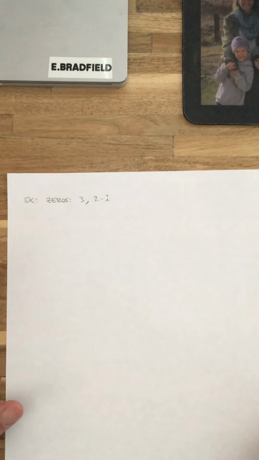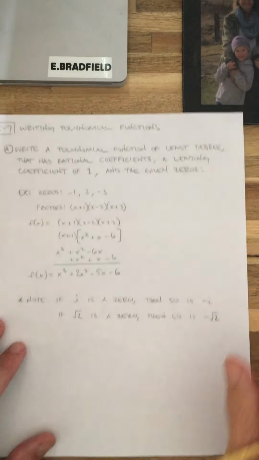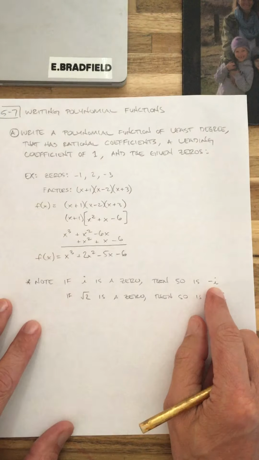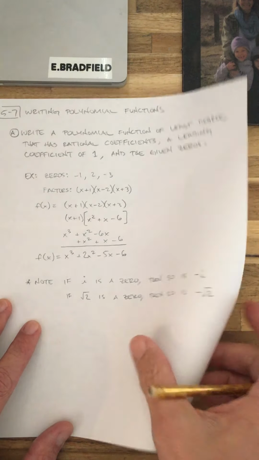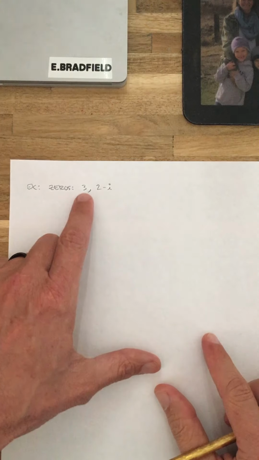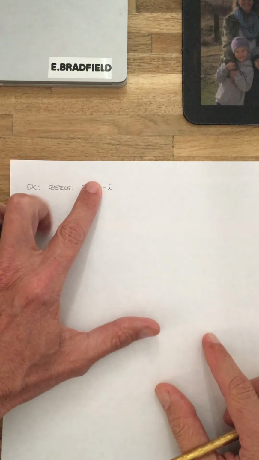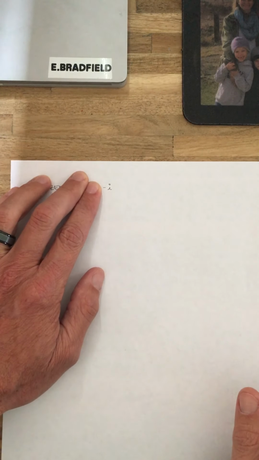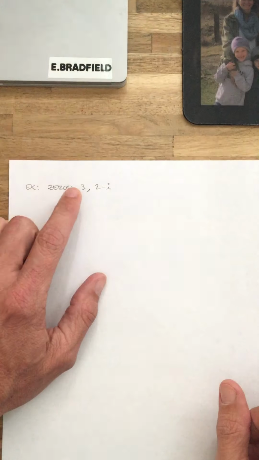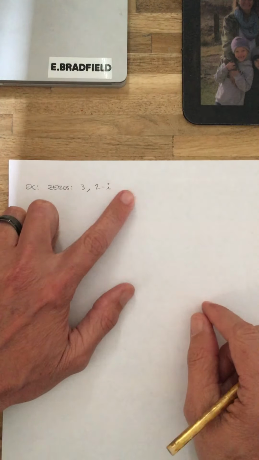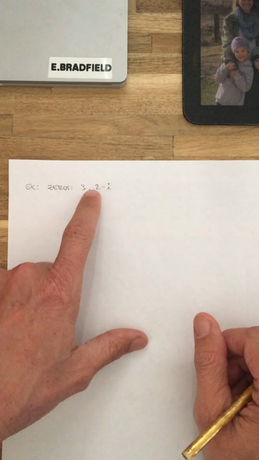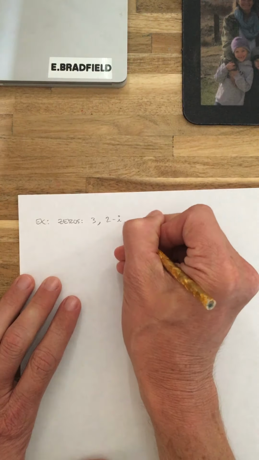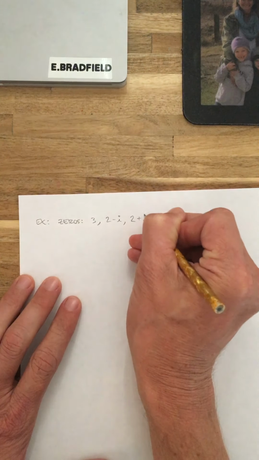Now if you go back here, notice it says if i is a zero, then so is negative i. Think about that for a second. If I said your zeros are 3 and negative i, then wouldn't you also have i as a zero? So I would have 3, negative i, and positive i. Here I have 3 and 2 minus i. So doesn't it make sense that I also have 2 plus i?